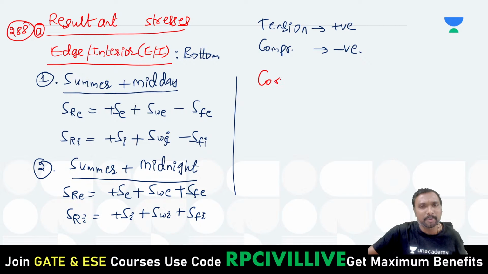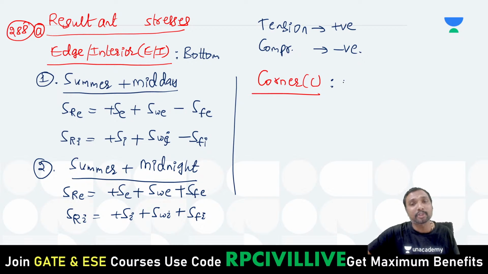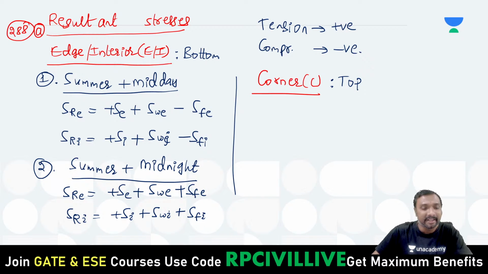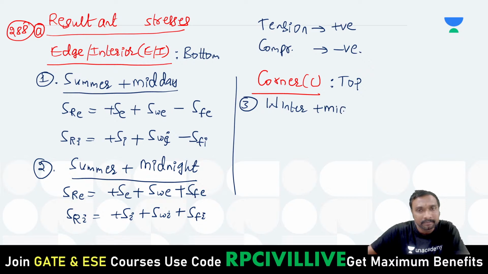Whenever it is a corner portion, what you need to do? By default, you have to calculate the stress at which location? Top location only. And what is the condition to be considered? It is your winter midnight, if you just observe. Is that clear, everyone?